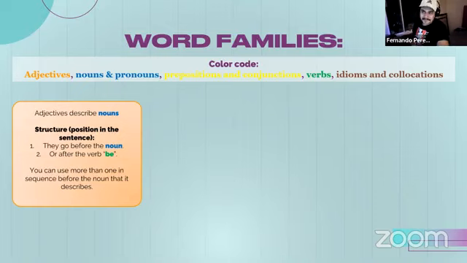Easy, no? Perfect. Contrasting this information, we are going to go now to the blue section, okay?